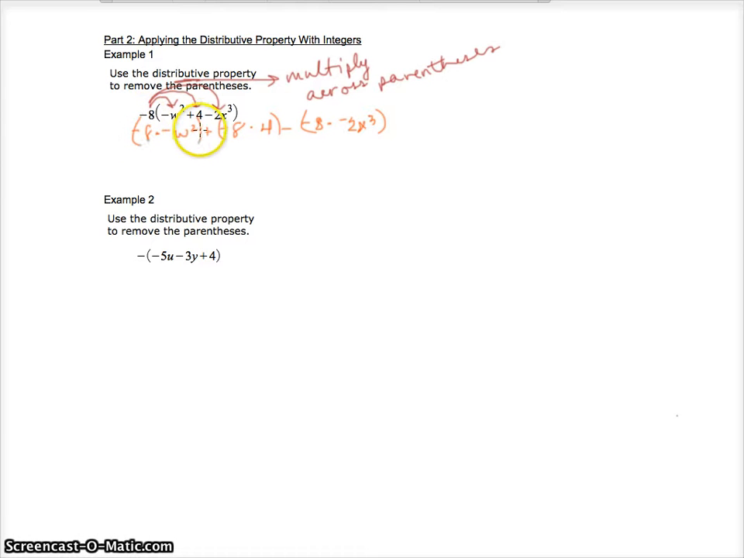Now I have negative 8 times negative w squared, and the letter times a variable is just the letter variable combination back. Two negatives make a positive, so it becomes 8w squared. Plus, negative 8 times 4 is negative 32. Minus negative 8 times negative 2x cubed. Negative times negative is positive, so 8 times 2 is 16. And then I just put the x cubed back.